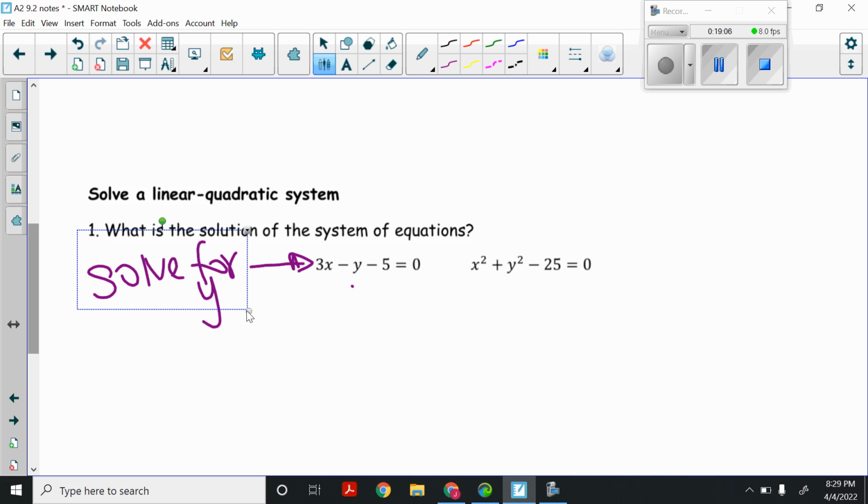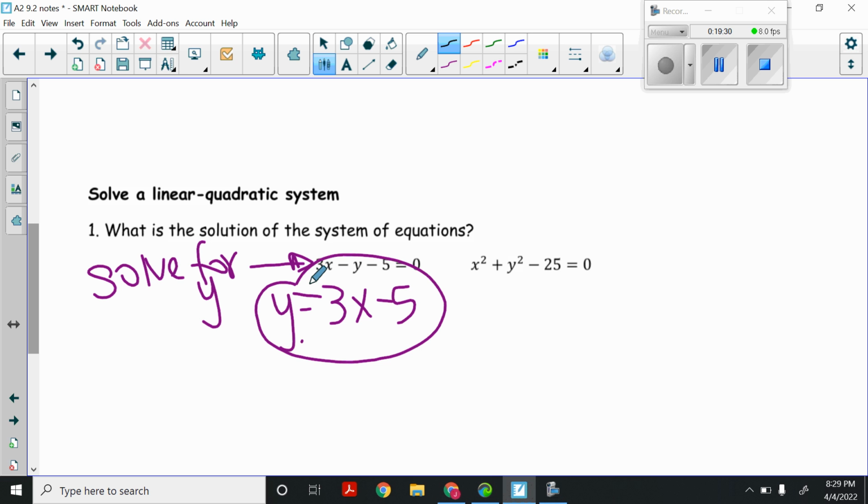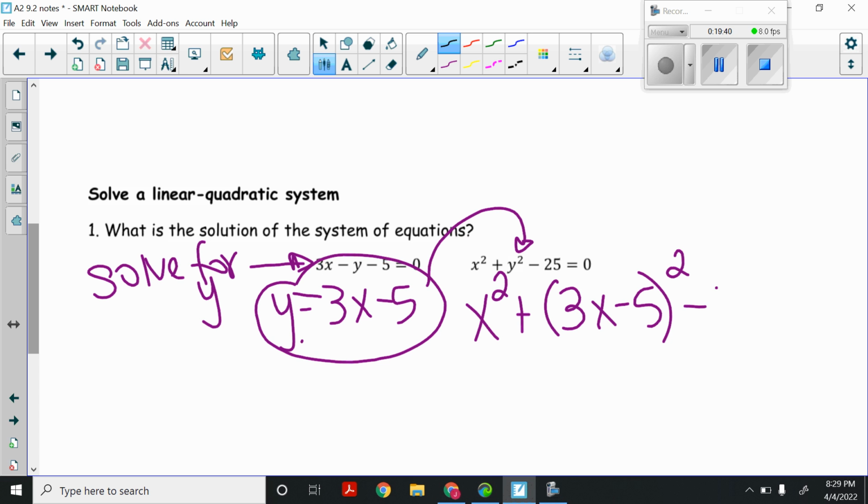So I'm going to subtract 3x from both sides. Then I have negative y equals negative 3x, and I'm going to subtract 5 from both sides. Actually, it's going to be easier if I just move the y over, add y to both sides. So then I get y equals 3x minus 5. Now I'm going to substitute the 3x minus 5 for this y. So I'm going to put x squared plus, instead of y, 3x minus 5, quantity squared, minus 25 equals 0.